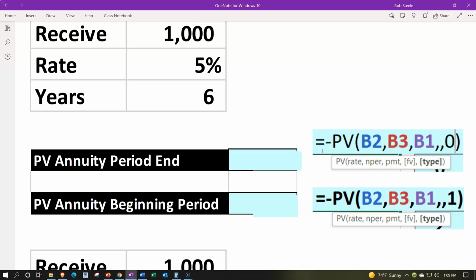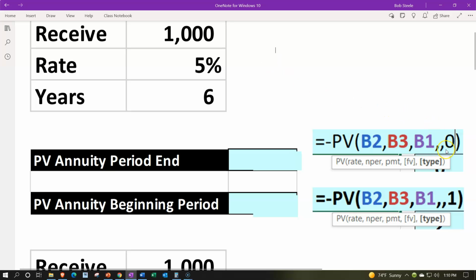That negative could also be in front of the payment, but I like to just put it up in front of the P. And then we have the brackets, and we pick up the rate, which is going to be the 5%. Nothing new there, comma, number of periods. The number of periods would then be 6 periods, comma, and then the payment is going to be $1,000. That would be the normal annuity, which would generally stop right here.